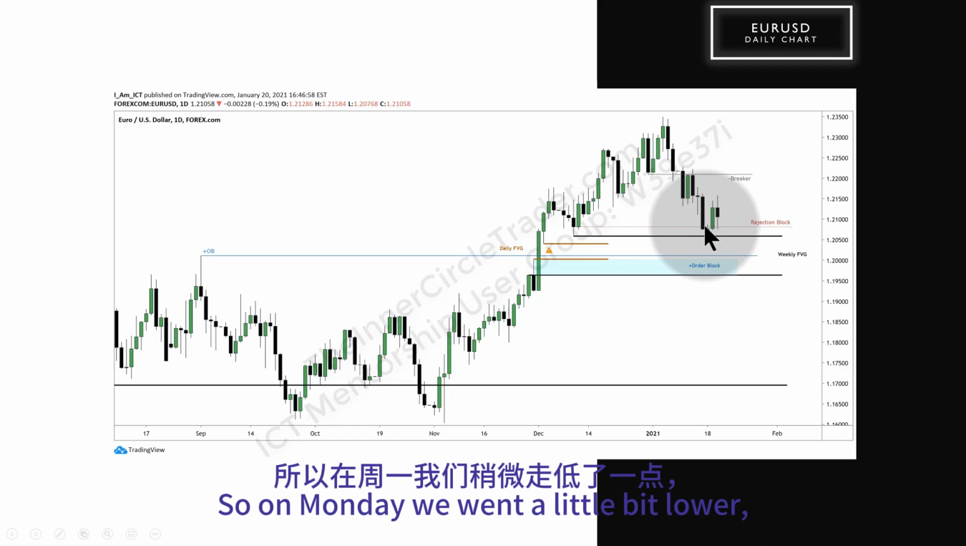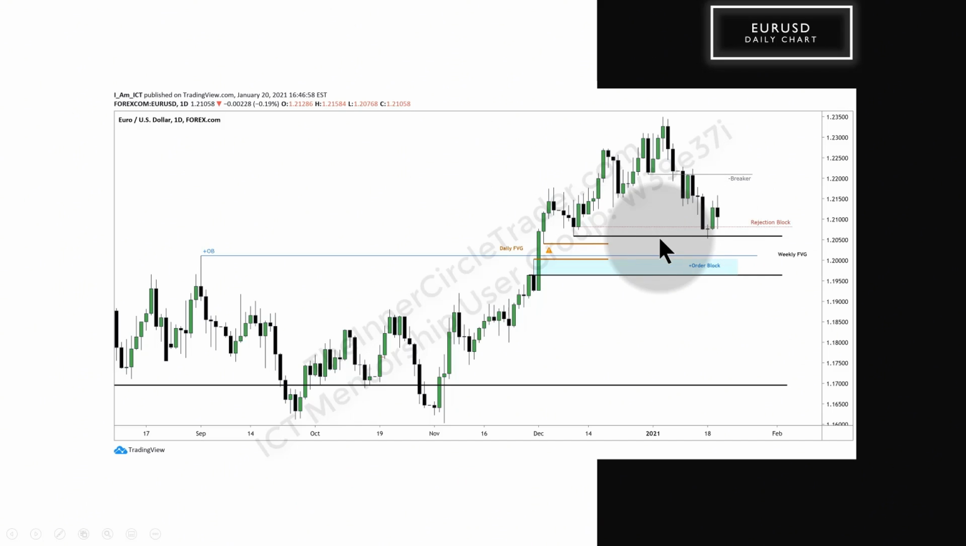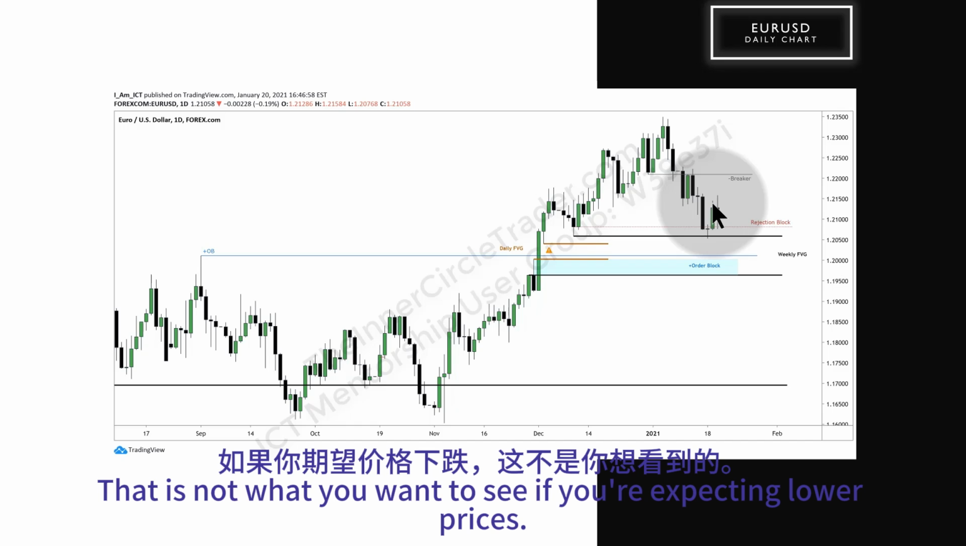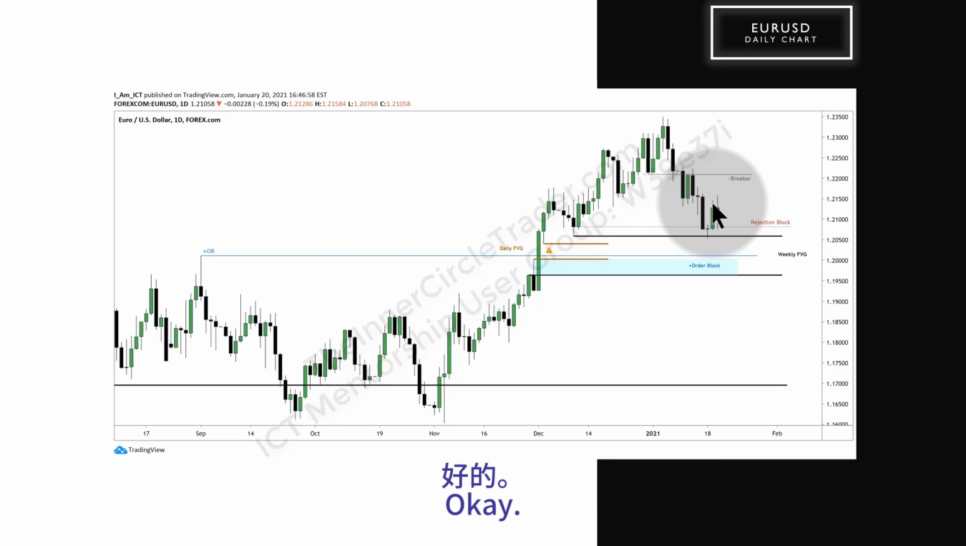So on Monday, we went a little bit lower, ran the short-term low here, not by much, but it's fine. Hits the sell side liquidity, and then runs above the rejection block. That is not what you want to see if you're expecting lower prices. Okay, you don't want to see that.